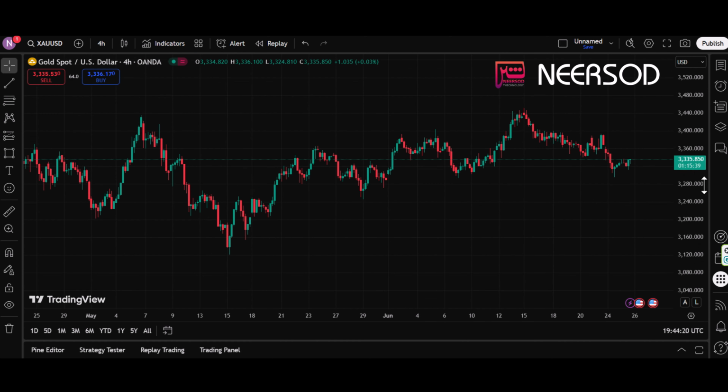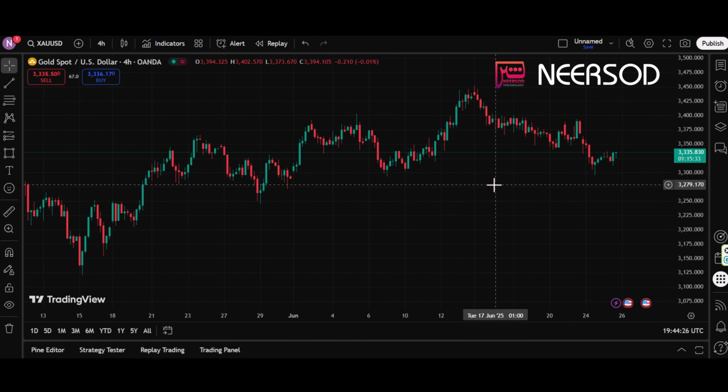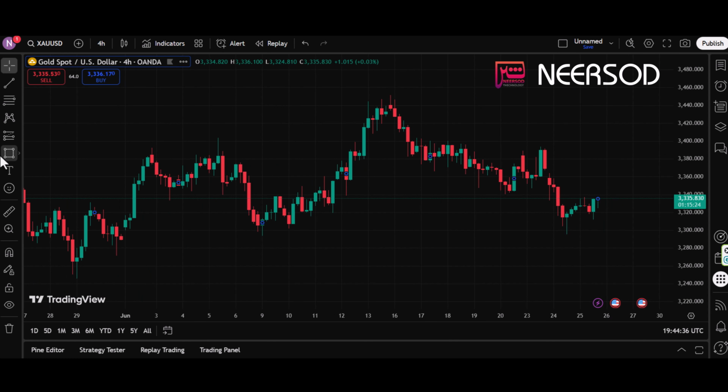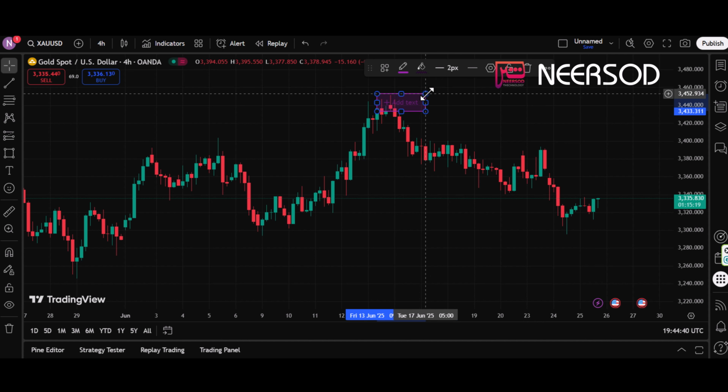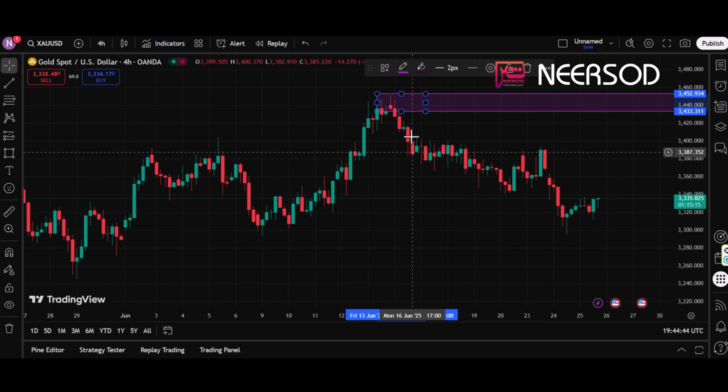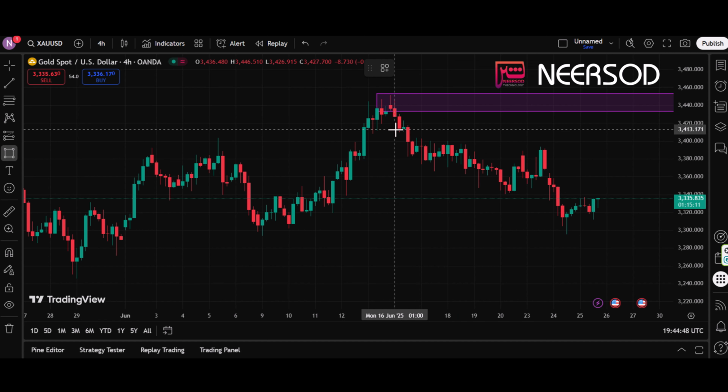I'm on the 4-hour time frame. As you can see, the price moved upward, formed a top, and then dropped. This range candle that was formed just before the drop is considered a supply zone. And this base candle between the 2 bearish legs is also considered a zone.